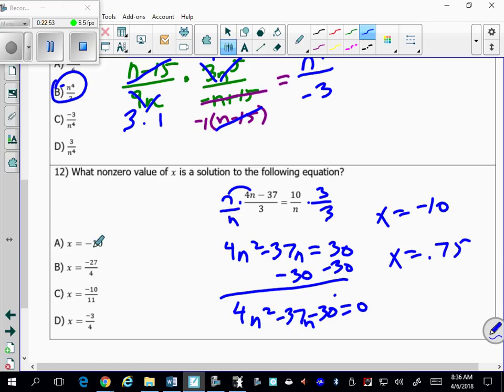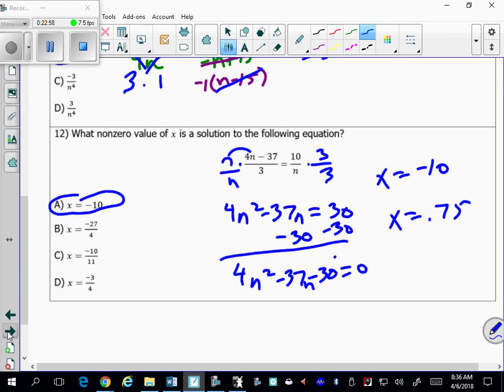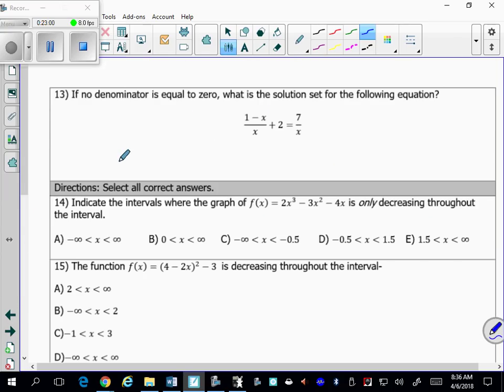Moving on. If no denominator equals 0, what is the solution set for the following equation? So here, easiest thing I believe to do is get like denominators. So you have x, 1, and x. Common denominator should be x. And all we have to do is multiply this middle term by x. And then I just drop denominators once they're all alike. So I have 1 minus x plus 2x equals 7. And gather like terms. So we subtract 1 to the right side. And negative x plus 2x is x. So x equals 6. There's our solution. That was easy.